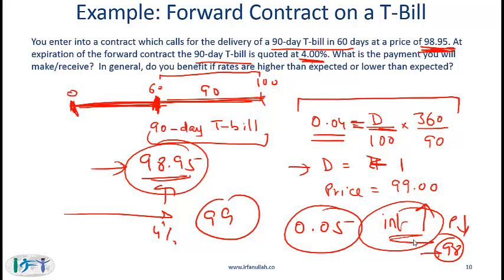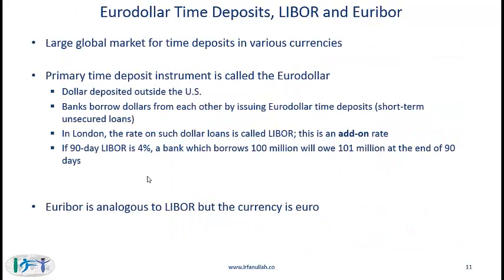So you will not be happy if interest rates go up. On the other hand, if interest rates go down, then the price of the bond will be up. So let's say the price of the bond is 99.5 because interest rates went down a lot, then you will be happy with this contract because you are only paying 98.95.